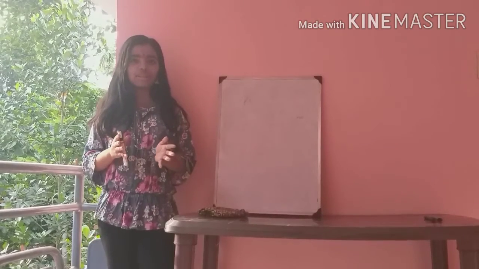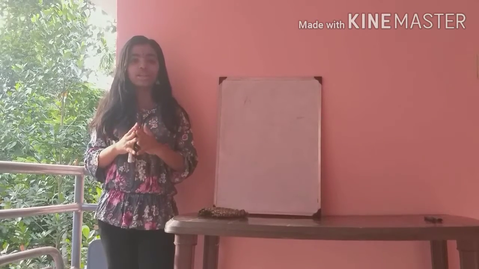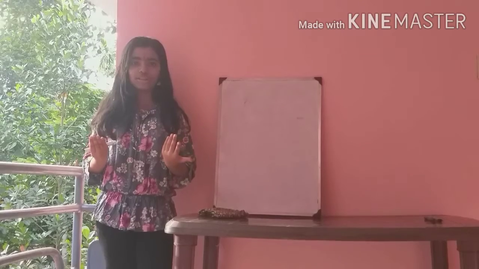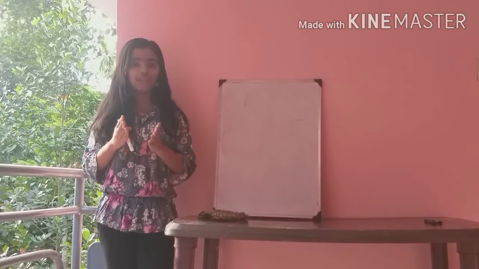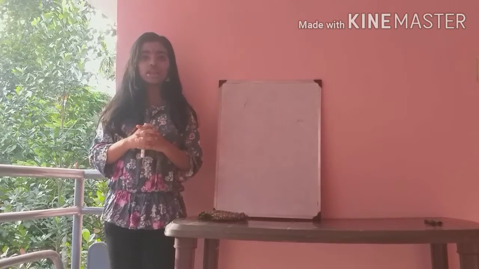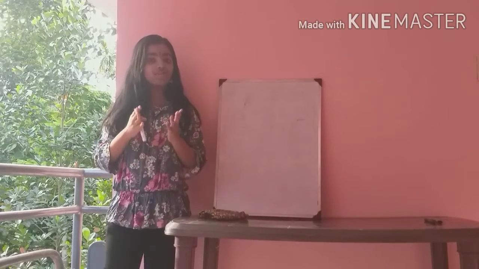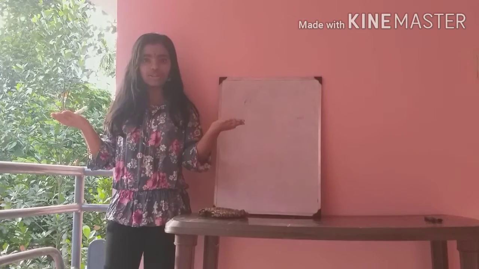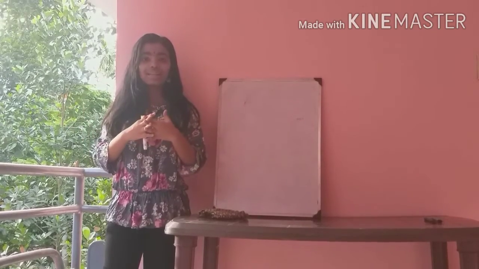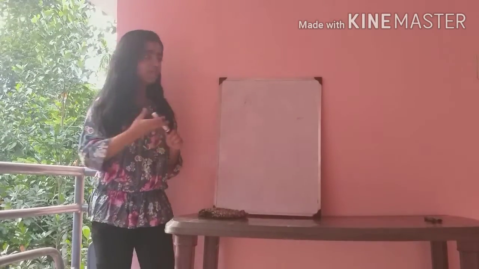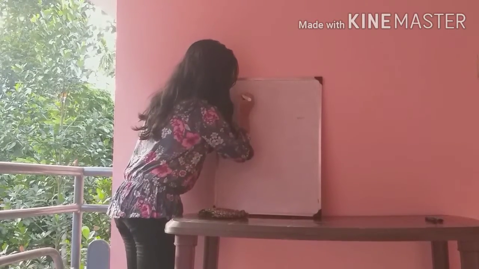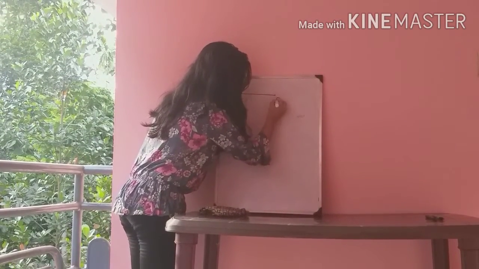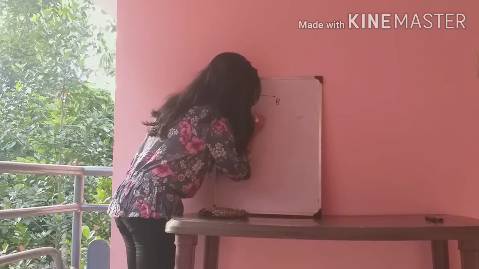A line segment is the shortest distance between two endpoints. It has starting and ending points. Therefore, it has a definite length. It's important to use the word segment because, as we said before, a line extends infinitely in both directions, whereas a line segment has definite endpoints. A line segment AB is represented like this.